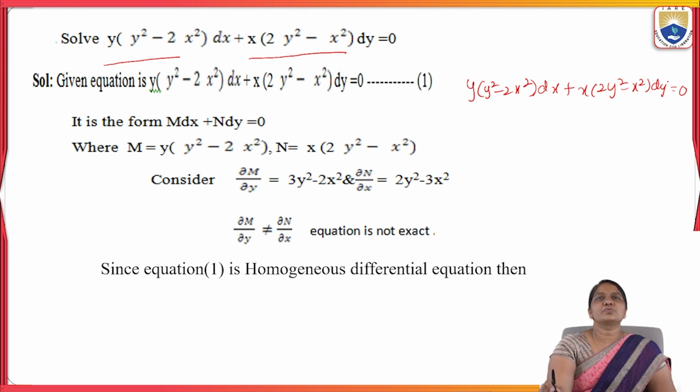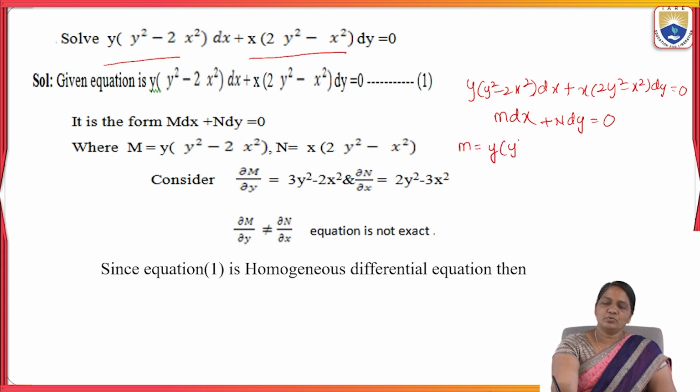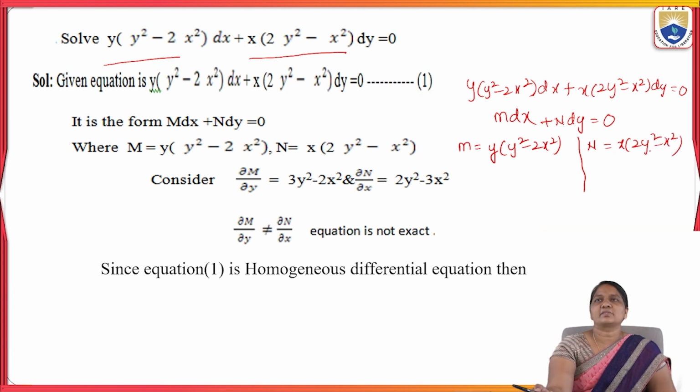First, as per the procedure we followed for the exact equation, we follow that step. That is m dx plus n dy equal to 0. We are comparing with this equation. What is the m value? M value is y into (y square minus 2x square). And what is the n value here? X into (2y square minus x square).